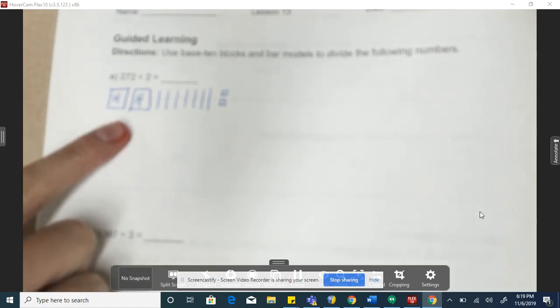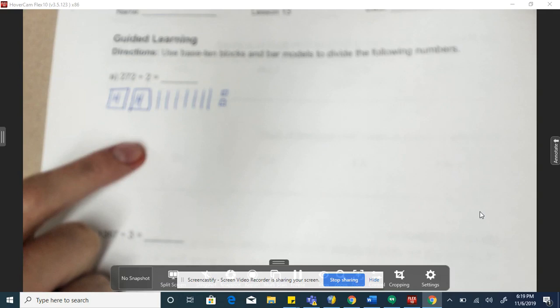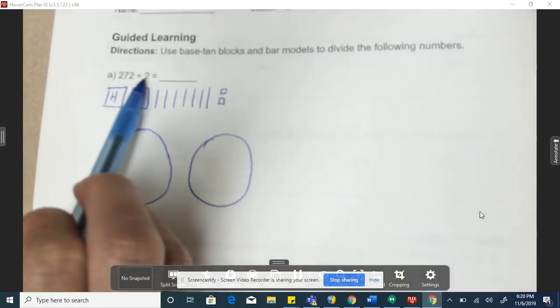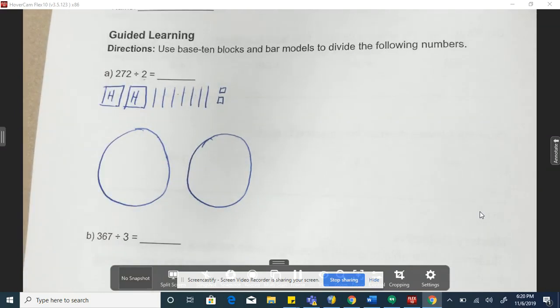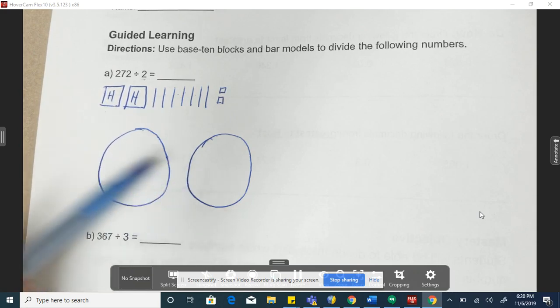I'm going to be dividing this into 2 groups. Sorry, my screen is blurring just a second. So I'm going to be making 2 groups that I'm going to be dividing these into, and I got the 2 from our divisor right here. So let's start with the hundreds. We're going to be dividing these evenly between these 2 groups.